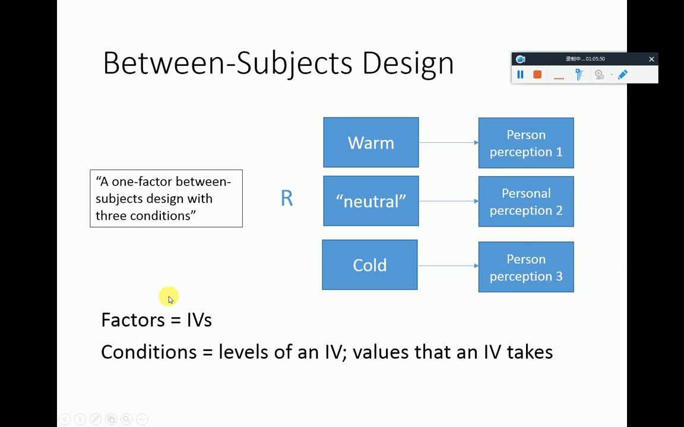So to reinforce our memory, conditions equal the levels of the IV. With three levels, we have three conditions. In this case, this independent variable, or factor, interpersonal warmth, takes three values: warm, neutral, cold.